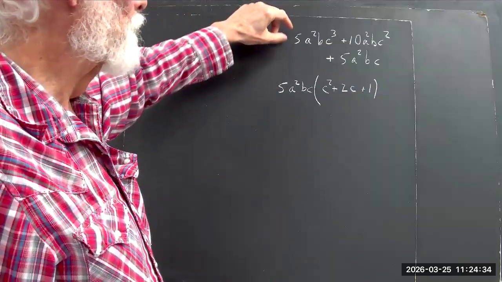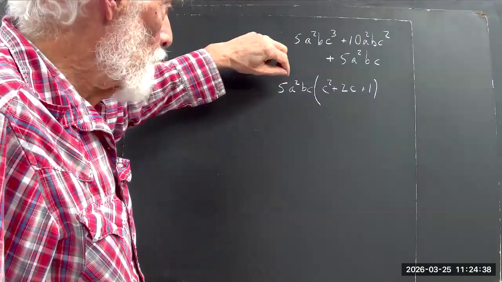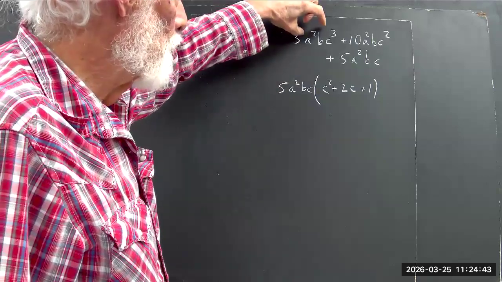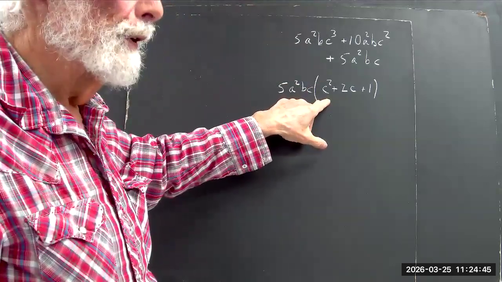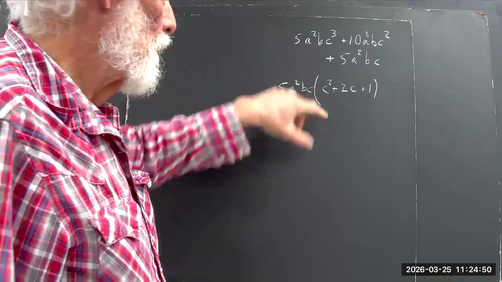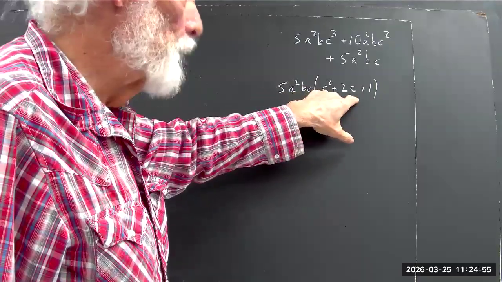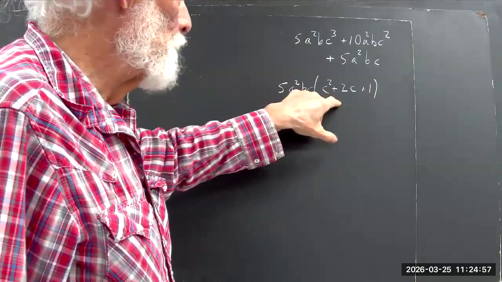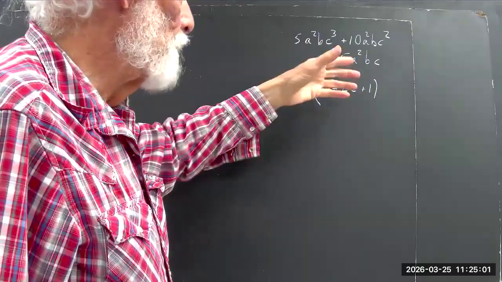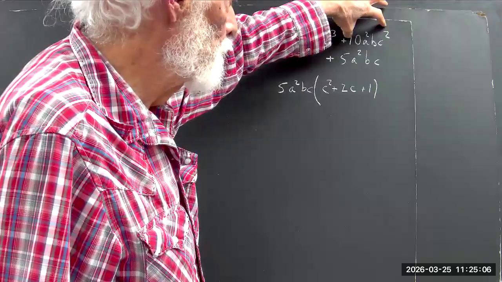Then I said, well, okay, the first expression is 5a squared bc cubed. We factored out 5a squared bc. What would we multiply by that to get 5a squared bc cubed? The answer is c squared. So we have to multiply by c squared to get the first term. We multiply our 5a squared bc by 2c, and 5 times 2 is 10, and a squared bc times c is a squared bc squared, and that gives us our second term, 10a squared bc squared.